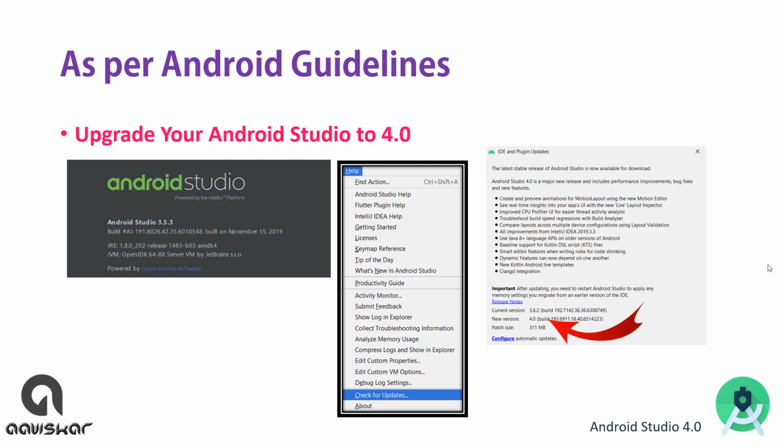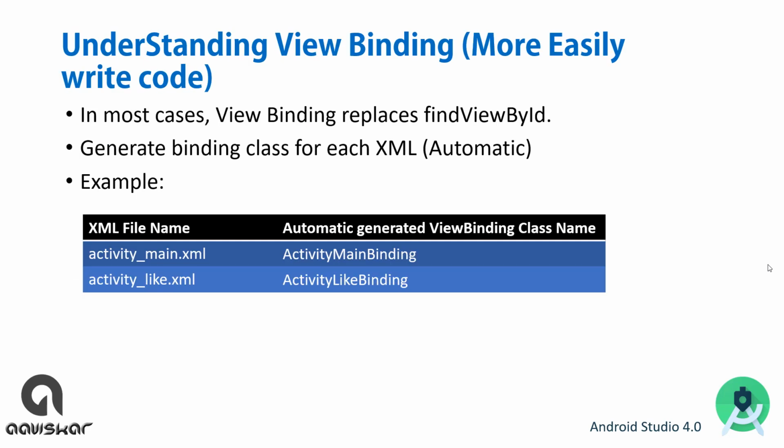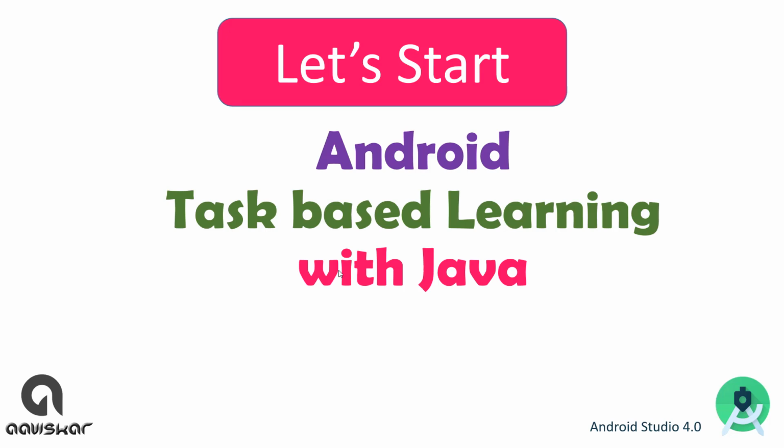Welcome again, and I think you have completed your task, and now we are going to resolve that task whatever we have given to you. So as per the Android guideline, update your studio to Android Studio 4.0, and we are going to use view binding. It replaces findViewById, and ActivityMainBinding will be the class name if activity_main.xml is the file name of the layout. So let's start Android task based learning with Java inside Android Studio 4.0.